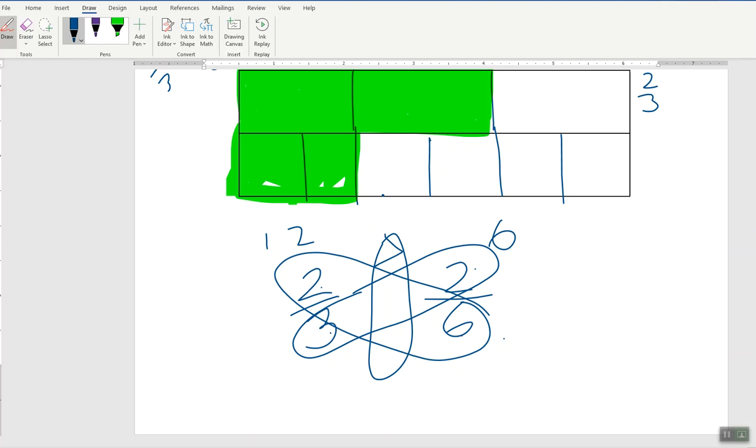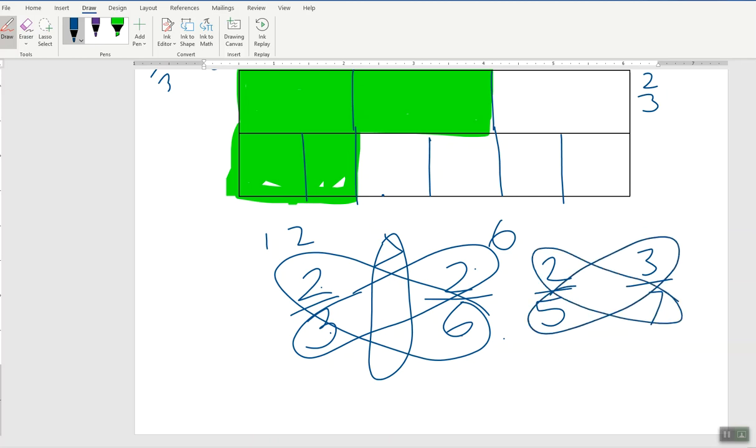Easy peasy. Let's take one we haven't. Let's take a really odd one. Let's take 2/5 versus 3/7. Okay? Circle it. 7 times 2 is 14. 5 times 3 is 15. 15 is bigger, so 3/7 would be bigger.